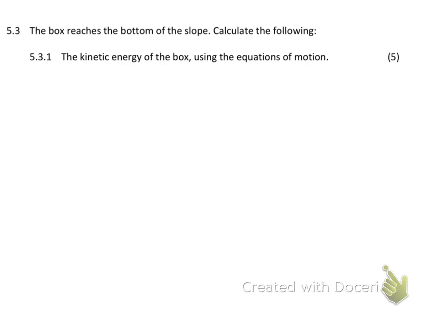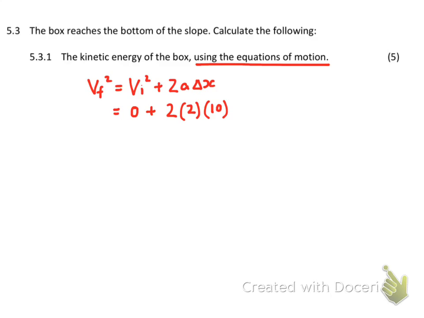All right, 5.3. The box reaches the bottom of the slope. Calculate the kinetic energy using equations of motion. So you can't use an energy calculation. You must use equations of motion. So we'll use Vf squared equals Vi squared plus 2a delta x, where delta x is the displacement down the slope. Vi is 0 because it starts from rest. We are told that the acceleration down the slope is 2 meters per second squared, and that the displacement delta x is 10. So our Vf squared is 40.